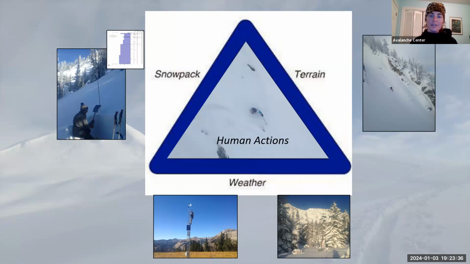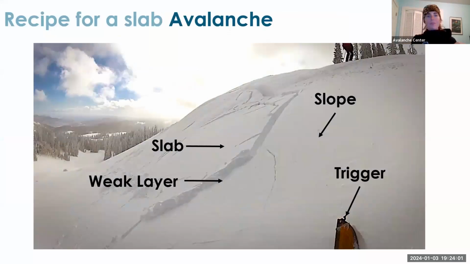And then where we come in, Zach's going to talk a lot more about this, is the way we make decisions and the way we interact with the mountains and avalanche terrain. There wouldn't be an avalanche problem without people, so it's always worth remembering that. But I'm going to talk a little more about this recipe we need for a slab avalanche.